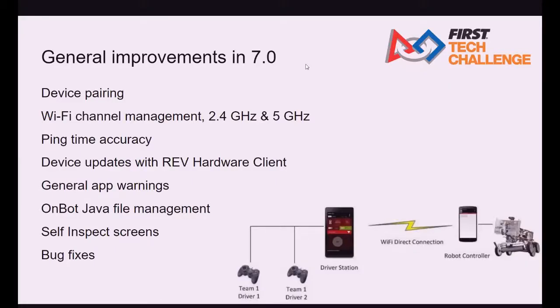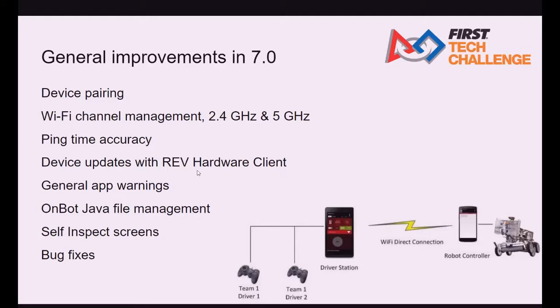There are many improvements in the new SDK, more than we have time to cover here. You may notice that device pairing is much more reliable than before. The Manage page has been improved for better control of Wi-Fi channels and Wi-Fi bands, namely 2.4 gigahertz versus 5 gigahertz. The DS phone shows ping times.